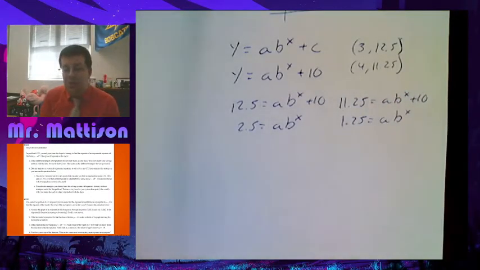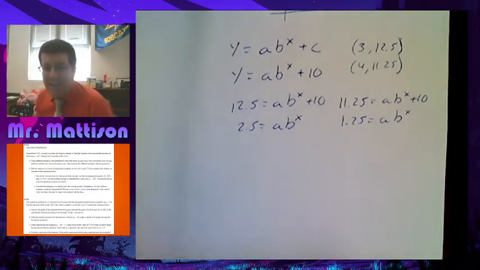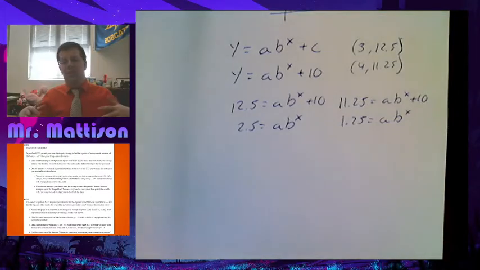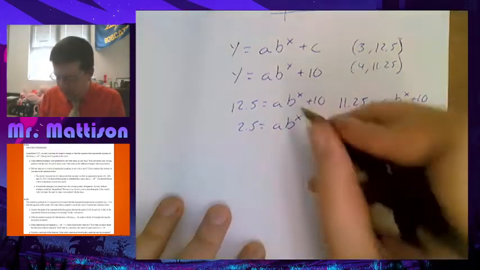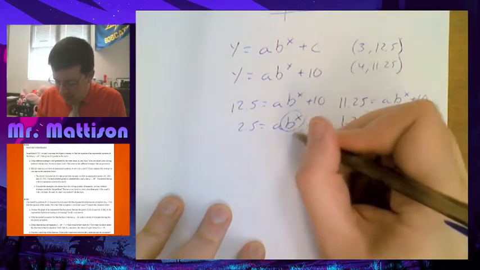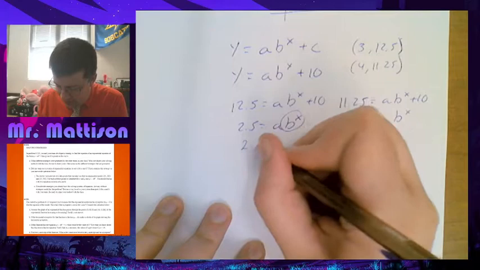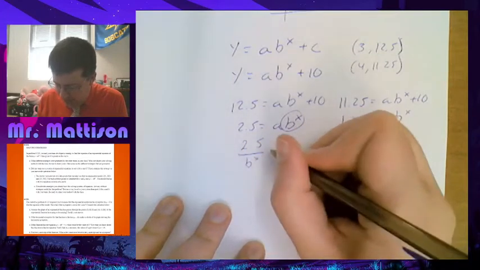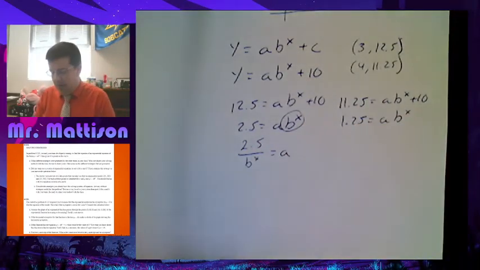So I have two equations and two variables, so I can solve this system. Now, I can't solve it like I've solved ones in the past where I can just kind of cancel things out because it's not written in that form. So I'm going to want to do a substitution. So what I'm going to do, I'm going to take this and I'm going to divide it over and get 2.5 over b to the x equals my a.